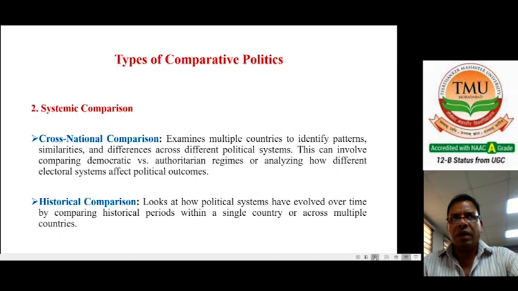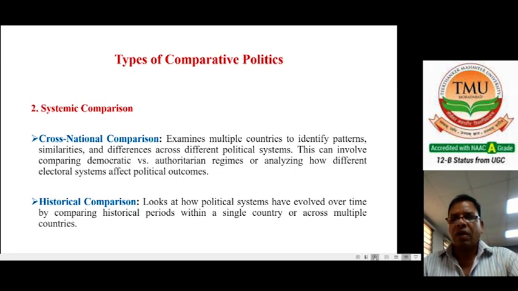Suppose we take the Indian nation or state. During the British colonial system, there was a different kind of political system. But after independence, there was a different political system and a democratic set of governance. At that time, the economic structure was a mixed economy, but right now we have a different kind of economic structure. So within a period of time within a state, there may be different economic, political, and social changes. These we can consider under historical comparison.